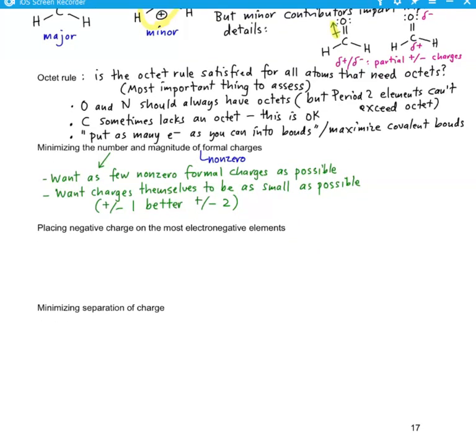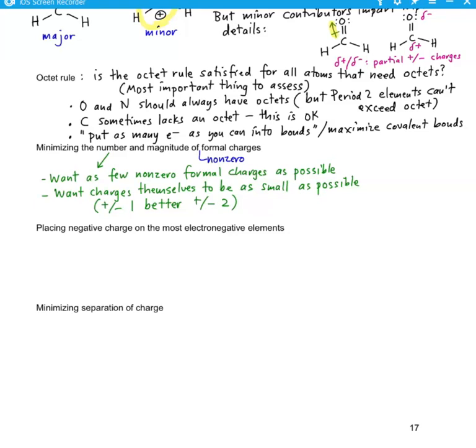Another thing that you can assess: let's say that you have a negative charge in the molecule. Maybe you're dealing with an anion. It's an anion because it has a negative charge associated with it, which means that at least one of the elements in the structure will have a negative charge on it. In such cases, the best structures are going to be the ones that put that negative charge on the most electronegative elements. Let's look at an example of something called an enolate ion.